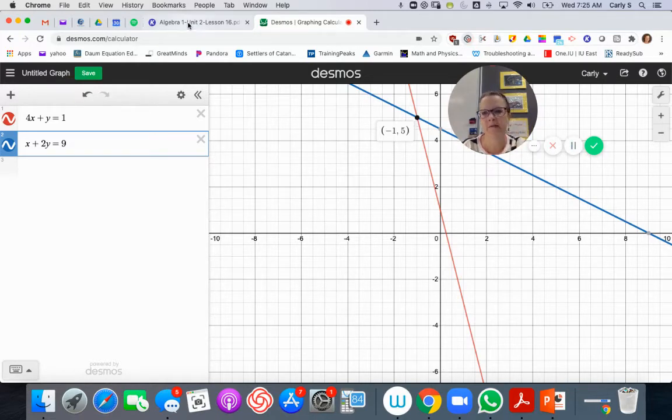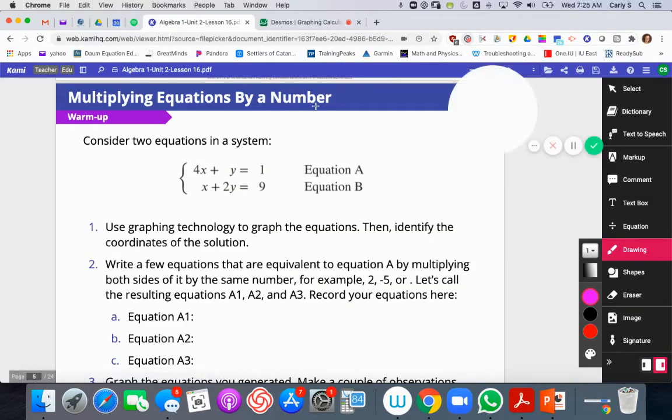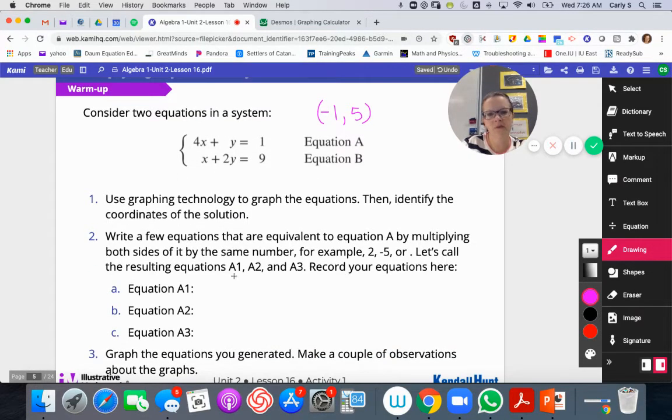Let's go back here. So this was -1, 5. All right, write a few equations that are equivalent to equation A. So I see equation A by multiplying both sides by the same number. So, for example, 2, -5, or that should be 1/2. Those fractions don't translate very well sometimes.